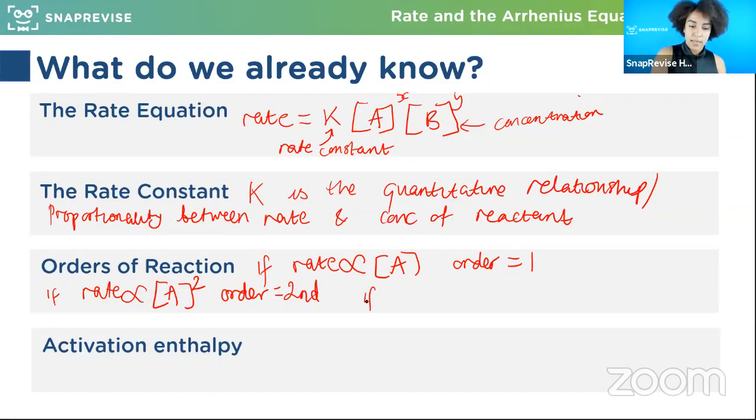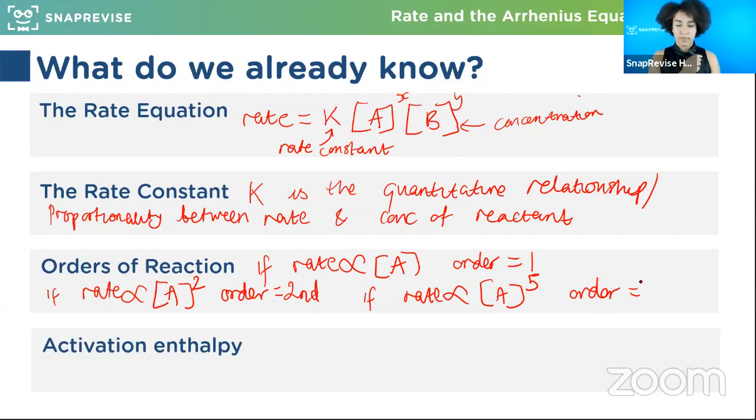So again, let's say we have the rate proportional to the concentration of A to the power of 5. What order of reaction is that? Yeah, it's the 5th order. Exactly. Is that making more sense?